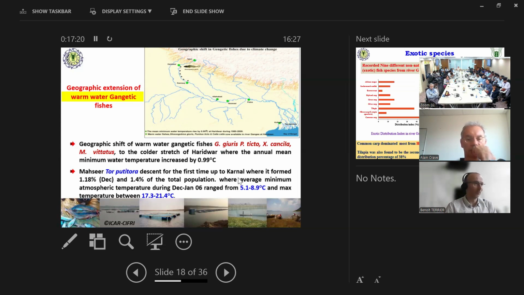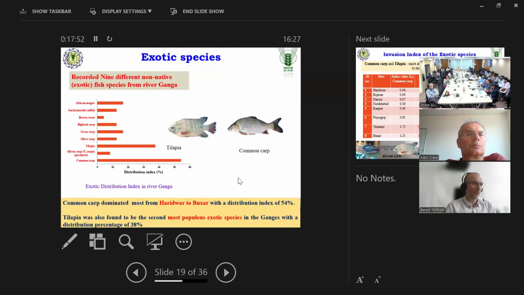In the climate change. And also if you look at Mahseer, which was reported for the first time in Karnal, where it was 1% and 1.4% of the total population. That means the entire fish population is shifting from the middle stretch slightly to the upper stretches. So once they are shifting, their entire habitat is affected, which is linked with climate change and habitat alterations.